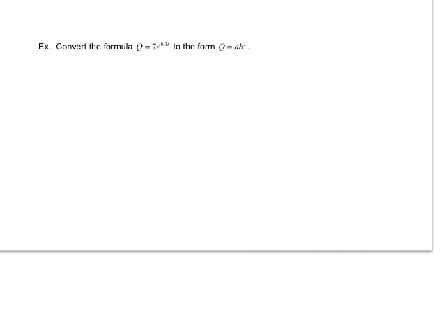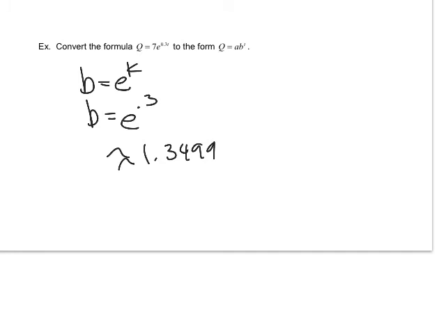Converting the other way is even easier. If I start with e to the k and I want to convert to b, I know that b is equal to e to the k. So b is equal to whatever you get when you take the base of e and raise it to the 0.3, which is approximately 1.3499. So if I want to rewrite this function as an annual rate, it's going to be q is equal to 7 times 1.3499 raised to an exponent of t.